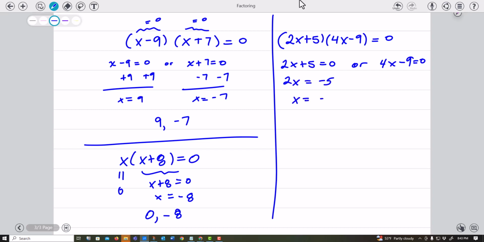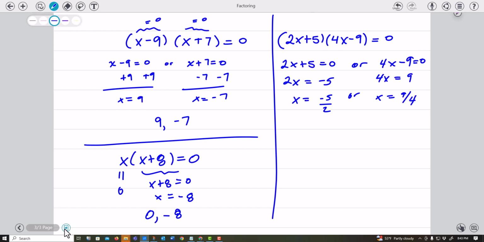So x equals negative 5 over 2. Or, what is this? 4x equals 9, x equals 9 over 4. So the procedure is the same for all of these.